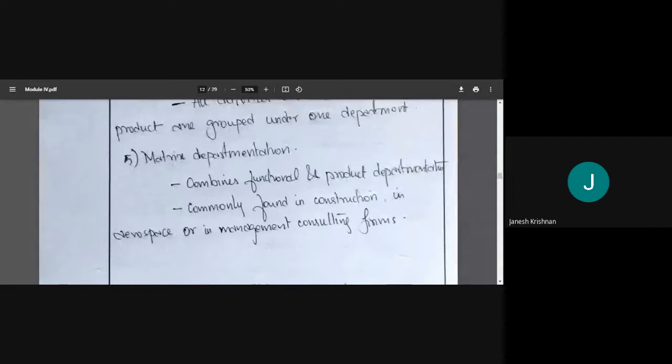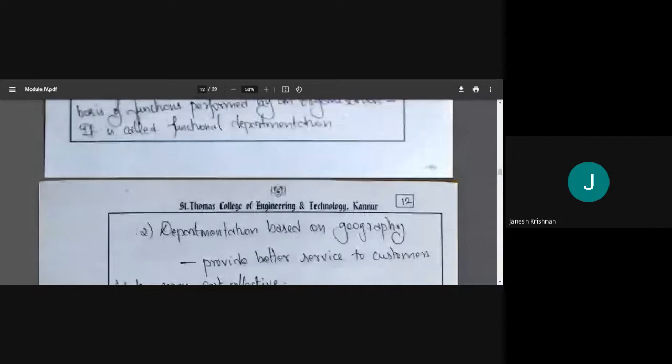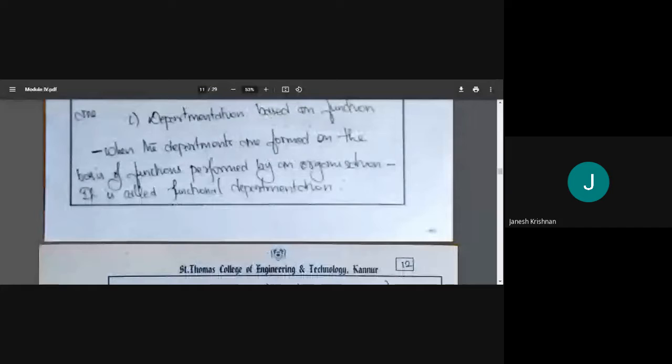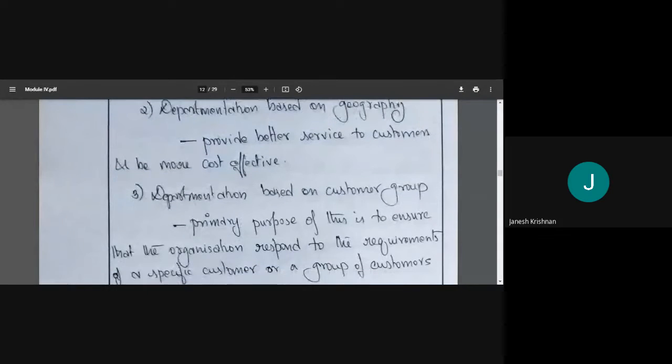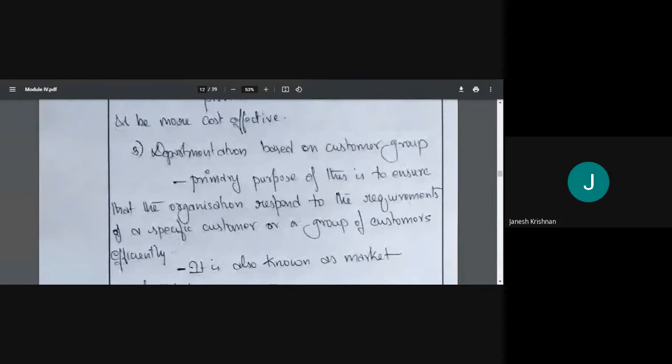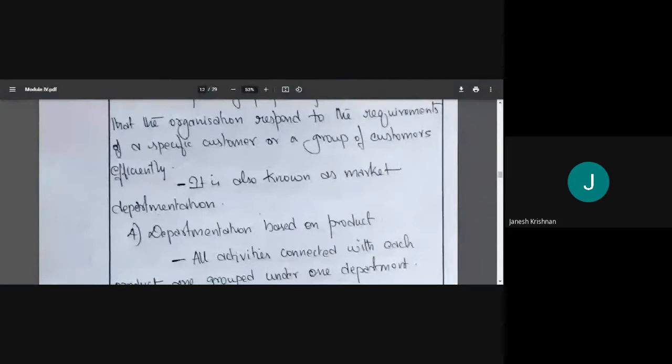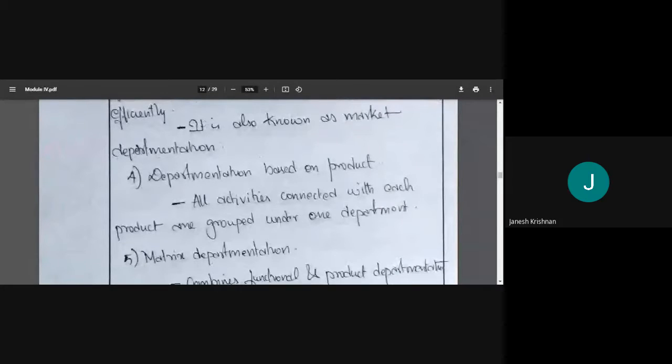Okay. So what are the bases? First one is based on the function, that is marketing or designing, estimation, whatever it is. This is functional departmentation. Then based on geography, where our location is. Then based on customer group, who our customers are: if they are NRIs, corporates, or farmers, that is also market departmentation. Then based on product, what our product is: if it is two-wheeler, three-wheeler, four-wheeler, or if it is a dam, a building, a stadium.